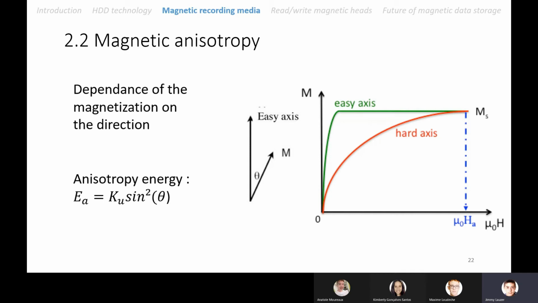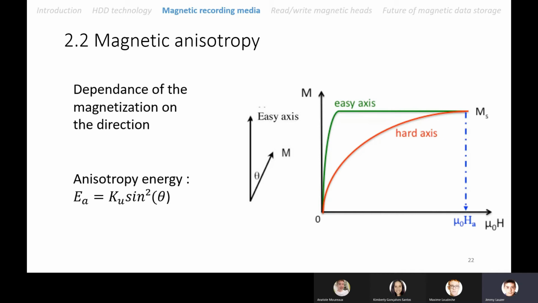The anisotropy energy is described as EA equals Ku sin squared of theta, where Ku is the anisotropy constant in joules per cubic meter, and theta is the angle between the magnetization direction and what is called the easy axis of magnetization. This energy needs to be overcome in order to magnetize the material. We can directly observe that if theta is equal to 0, there is no anisotropy energy and the magnetization direction coincides with the easy axis.